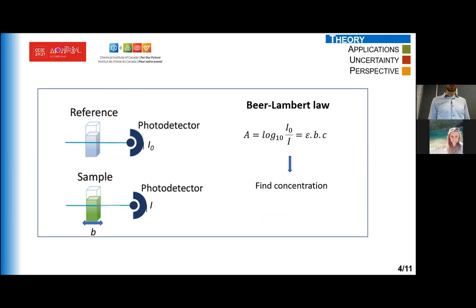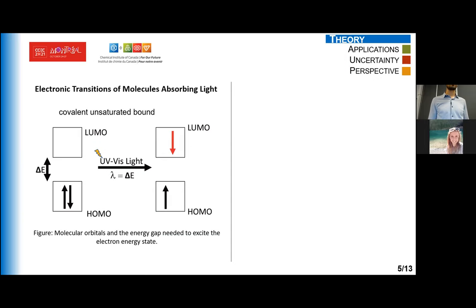And so, moving forward, what's the theory behind UVVs spectroscopy? It's basically based on the electronic transition of the molecules absorbing the light, more precisely the molecules that are covalent and with unsaturations. And what is happening is basically just the transition of the electrons from the highest occupied molecular orbital of the molecules to the lowest unoccupied molecular orbital. And this band gap is what is responsible for the absorbance of the molecules.